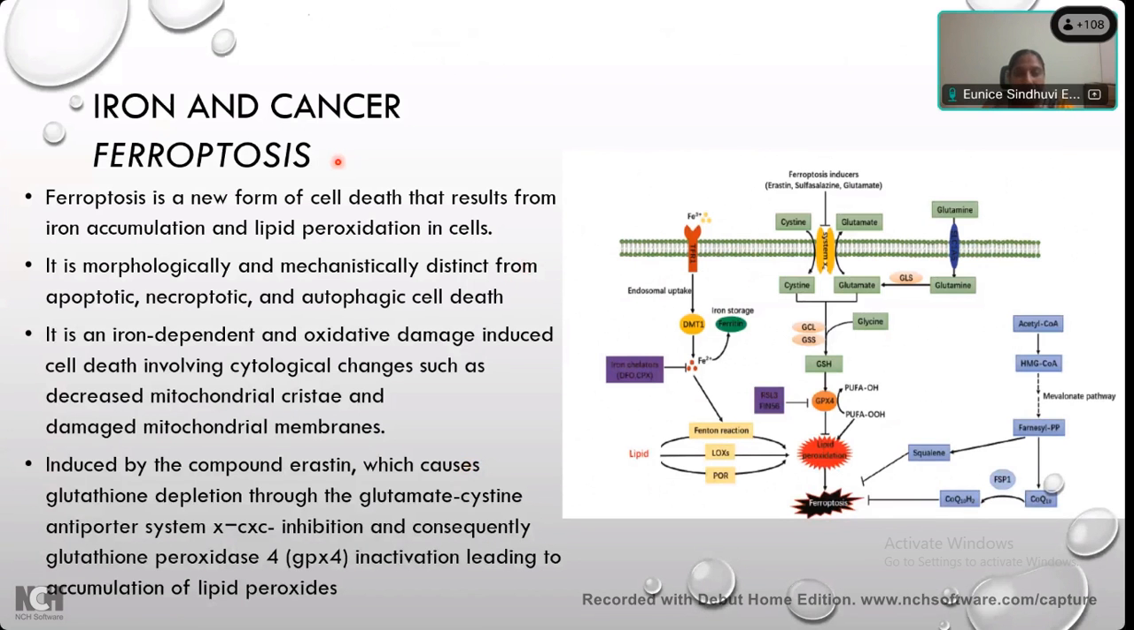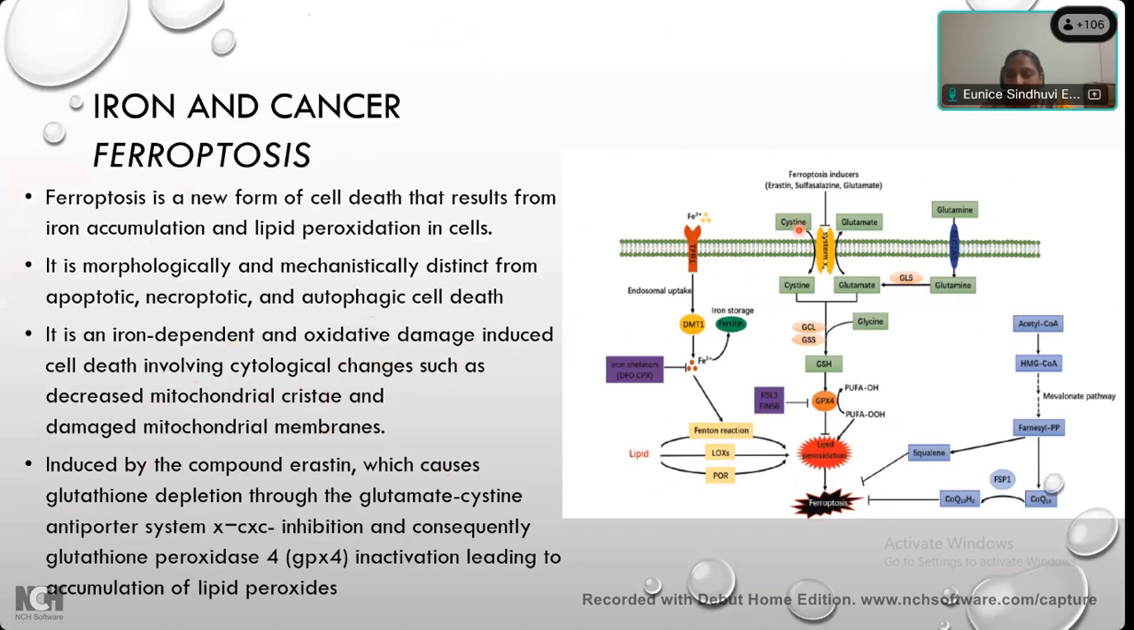Ferroptosis is one of the newer terms in the iron field now. So what is ferroptosis? It's a new form of cell death that results from iron accumulation and lipid peroxidation in cells. So it is morphologically and mechanistically distinct from other cell death mechanisms like apoptosis, necroptosis and autophagy. So why is it known as ferroptosis? Because it's an iron-dependent oxidative damage involving changes like decreased mitochondrial cristae and damaged mitochondrial membrane.